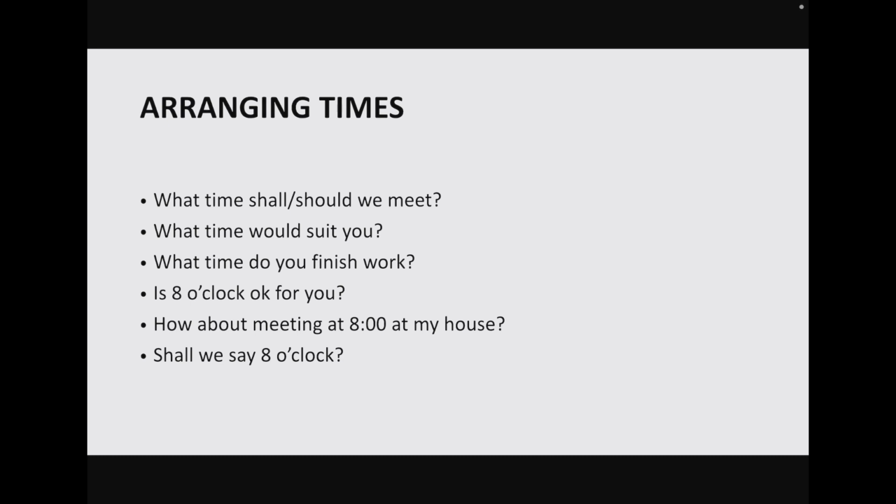Now let's have a look at different ways of deciding at what time we are free to meet our friend. What time shall we meet? What time should we meet? What time would suit you? What time do you finish work? Is 8 o'clock okay for you? How about meeting at 8 o'clock at my house? Shall we say 8 o'clock?